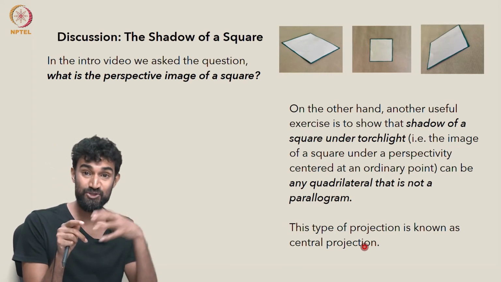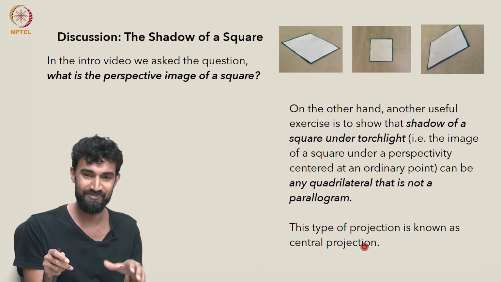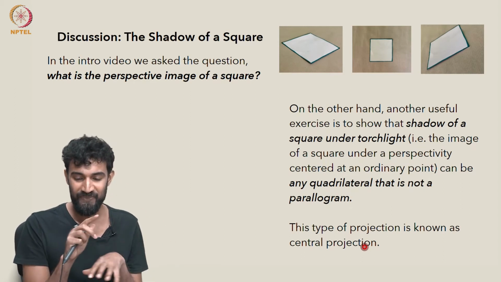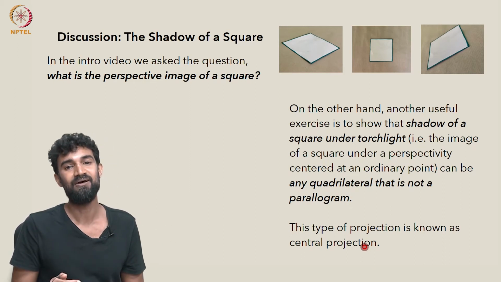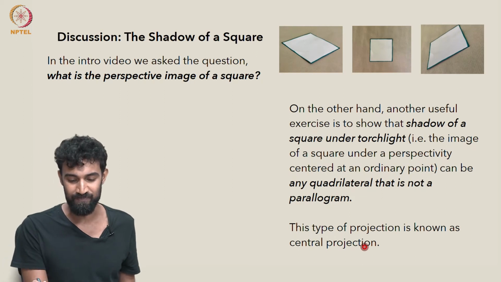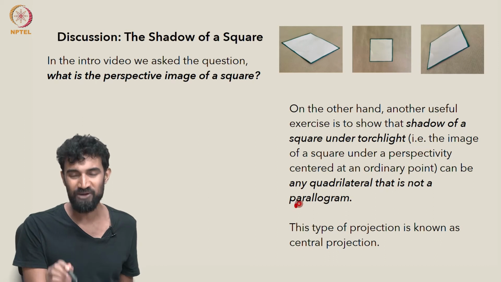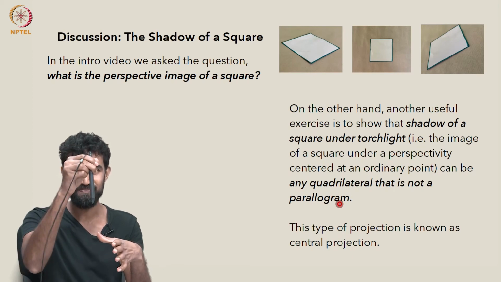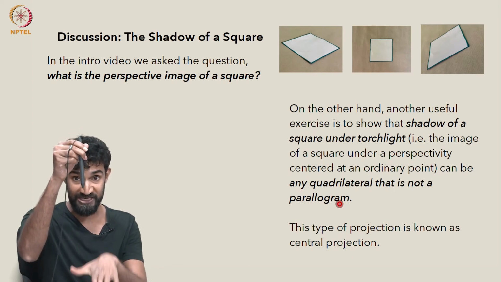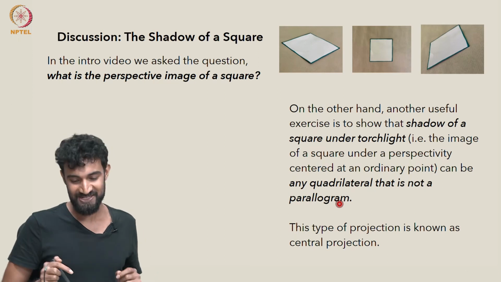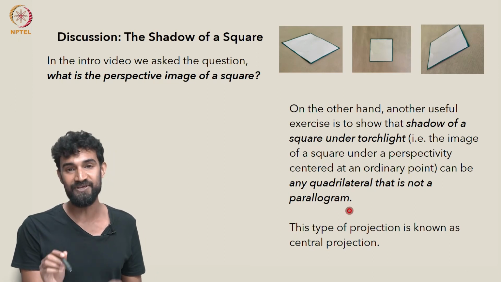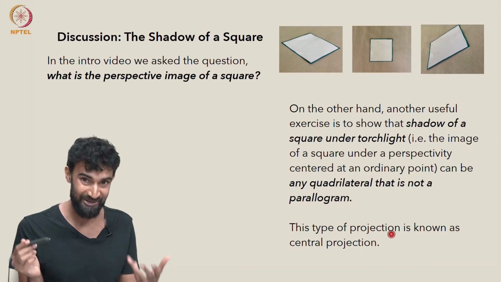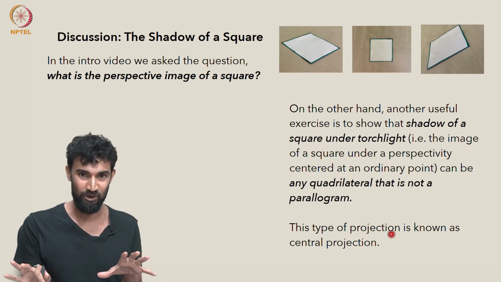So it's interesting, these two types of perspectivities, whose centers are infinitely far away or ordinary points, give you almost disjoint sets of shadows. There is a small exception, which is that torchlight can give you one particular parallelogram. It can give you another square. If you take a square and center your torch right at the center of it, and project down onto a table, you will get a larger square. So that's the one parallelogram you can get via central projection, which you can also get via parallel projection. But otherwise, the shadows actually form disjoint sets of shapes.